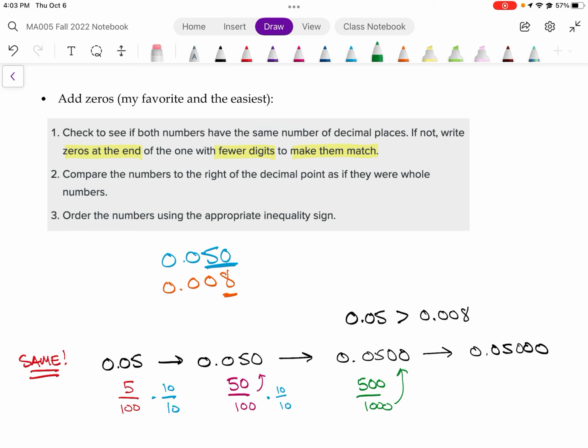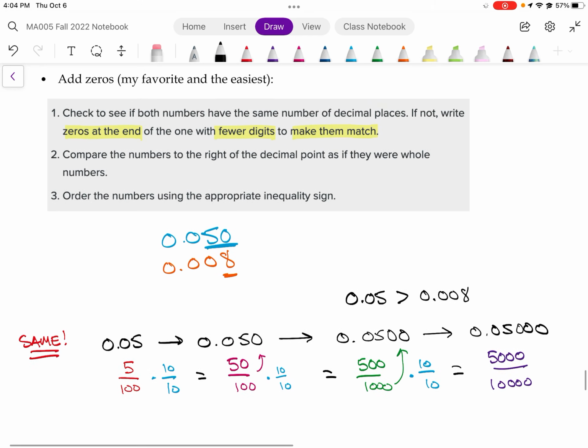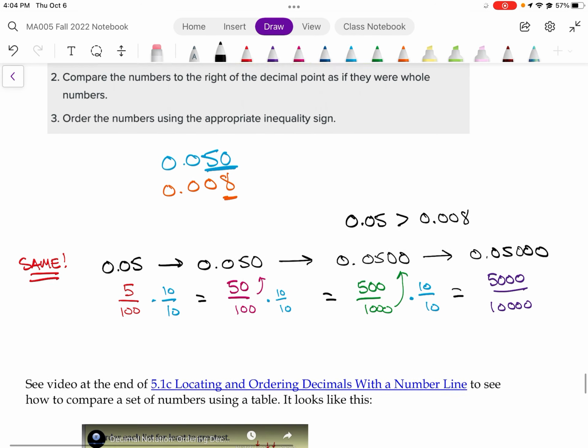So these are all equivalent fractions. And let's take this and multiply it times 10 over 10. And we get the next number, which is 5,000 10,000ths. Right? So all of these are equal because we're just multiplying 10 over 10 each time. Okay, so make sure you understand that all those are the same. It will make a lot of things easier.